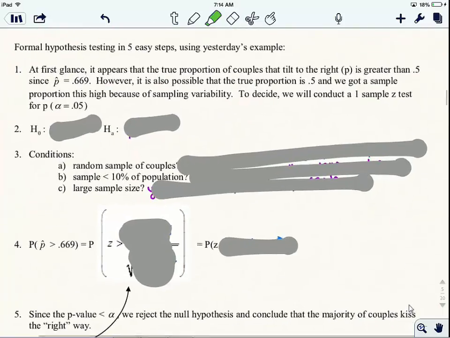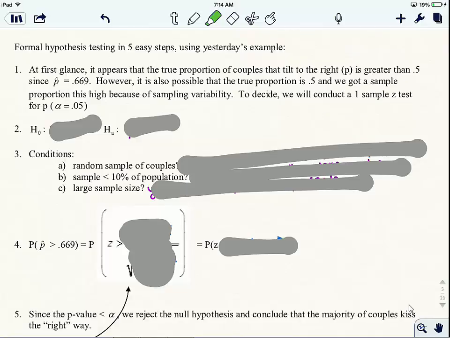At first glance, it appears that the true proportion of couples that tilt to the right, p, is greater than 0.5, since from our sample, we got a p hat of 0.669. However, it is also possible that the true proportion is 0.5, and we got a sample proportion this high due to sampling variability. It just happens that when we were creeping in the bushes, peeping on people making out, we just had a lot of people in that park or wherever we were looking that tilted to the right. But really, it's 50-50.